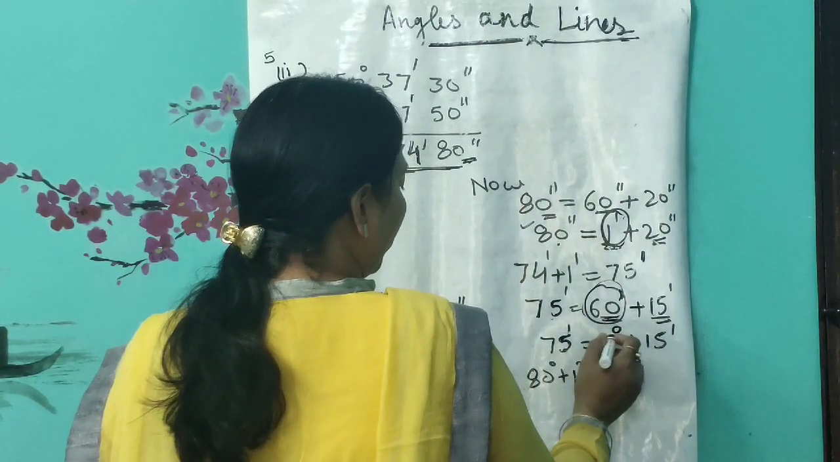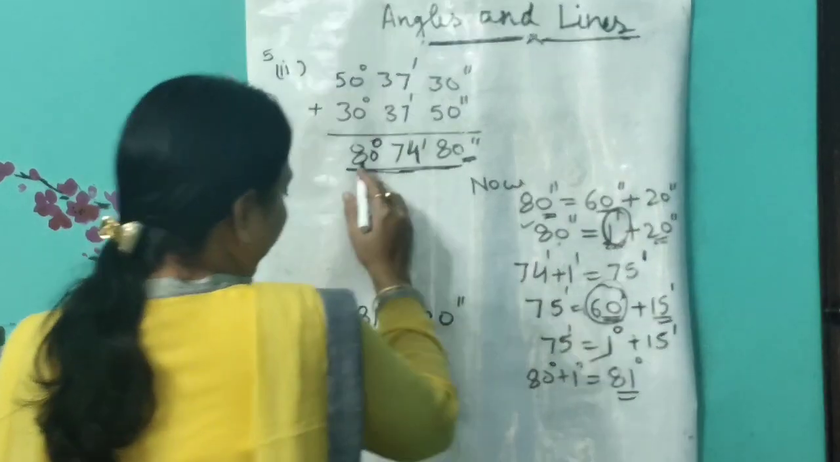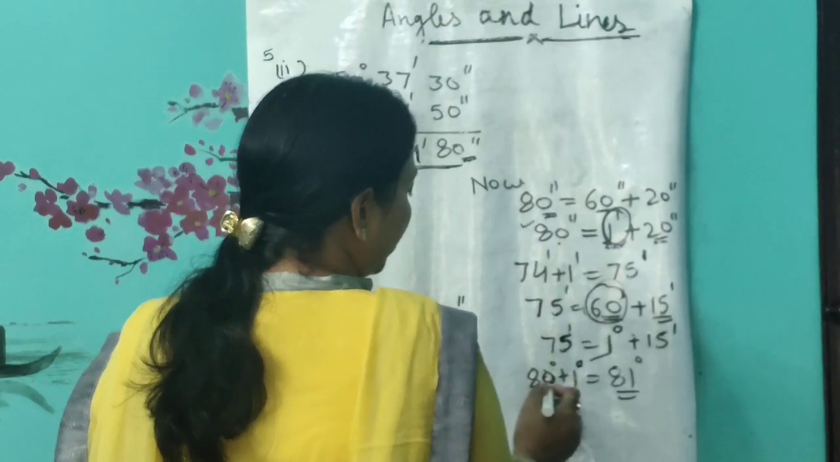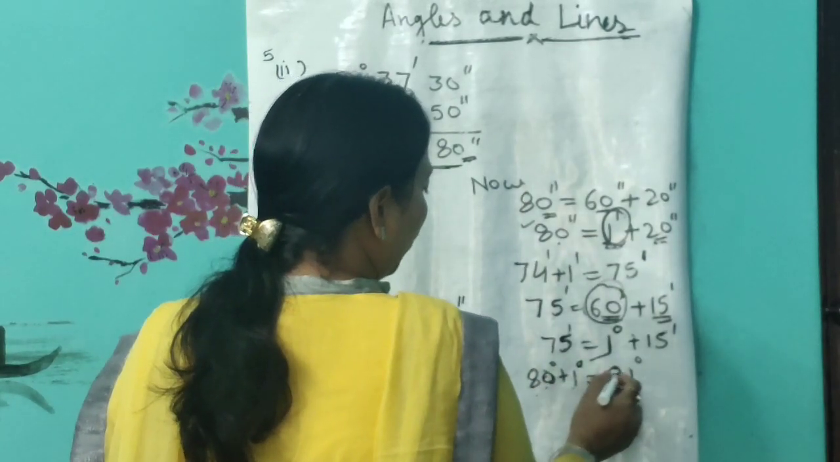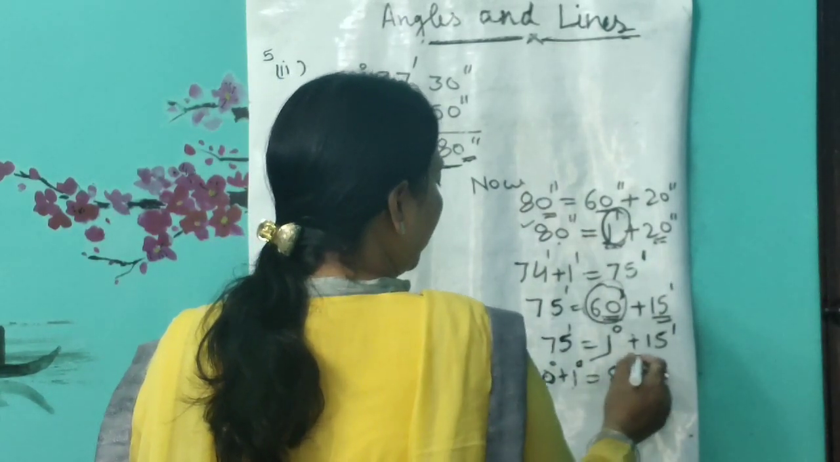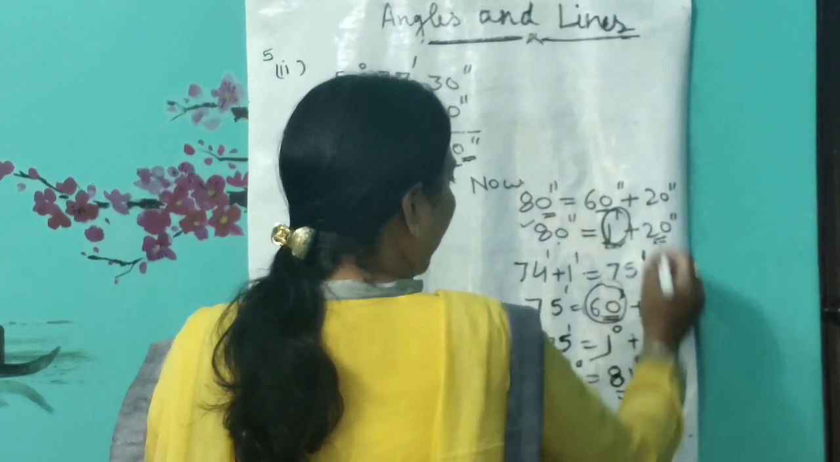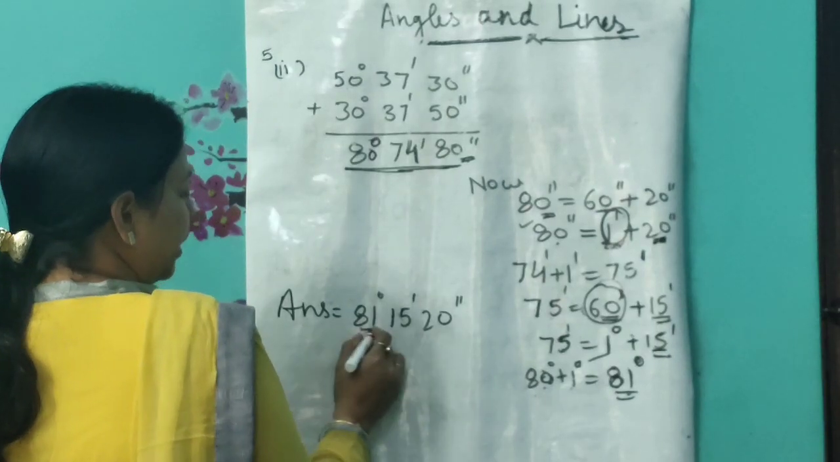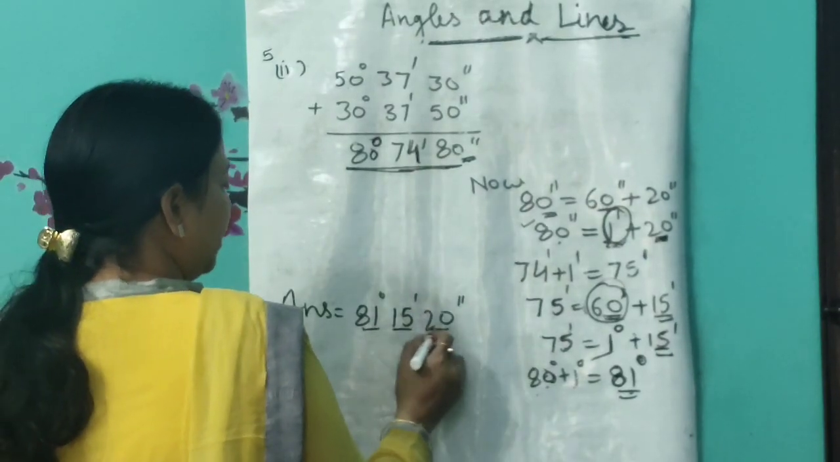Now this 1 degree you will add into the degree part. Here 80 degree. So in that 80 degree you will add 1 degree. So 80 degree plus 1 degree is 81 degree, 15 minutes and 20 seconds. This is your final answer: 81 degree, 15 minutes and 20 seconds.